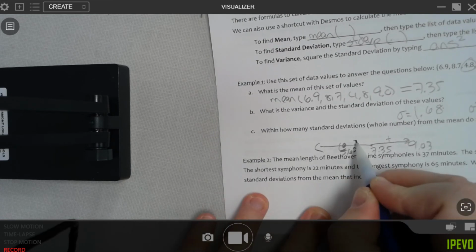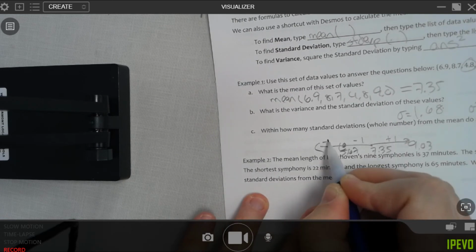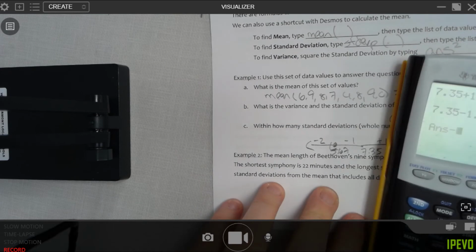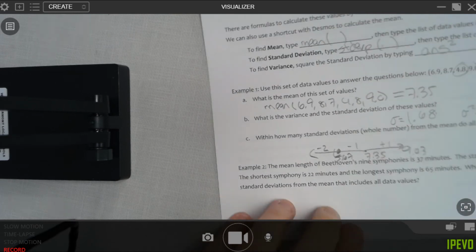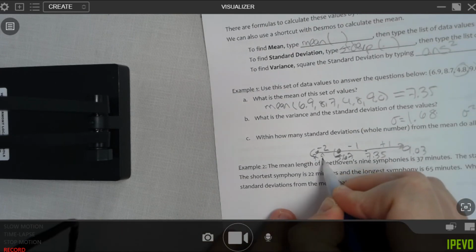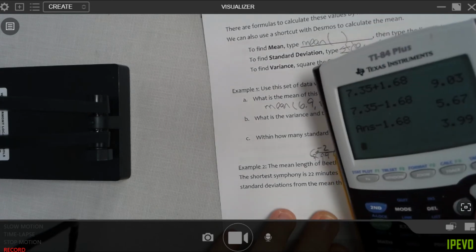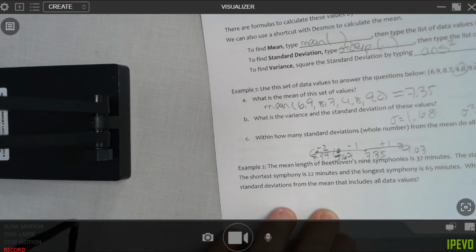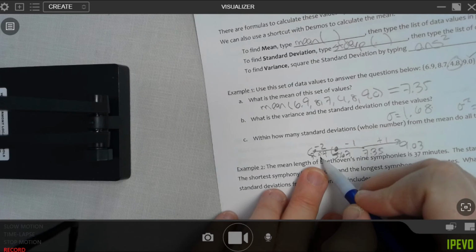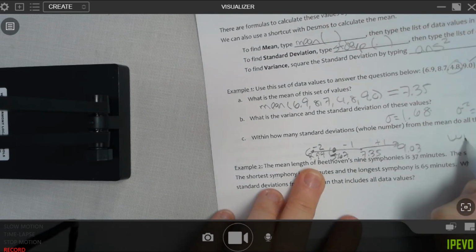So this is minus, and that's 1. So now this is going to be minus and get 2. So now I'm going to subtract 1.68 again. And I get 3.99. We saw that on my calculator right there, 3.99. Now that number falls within that range. So you'd say it falls within 2 standard deviations.